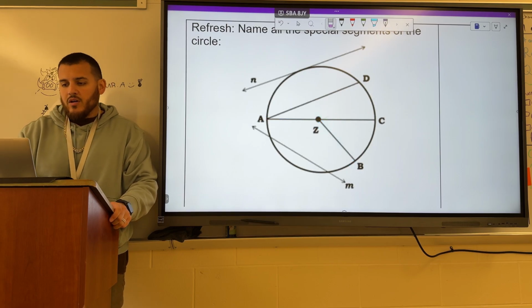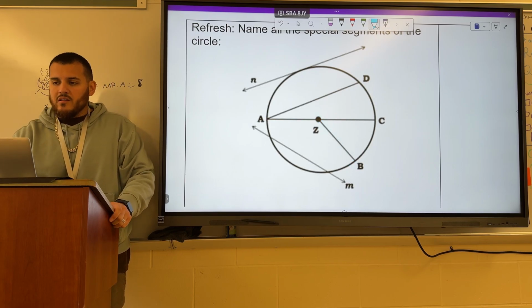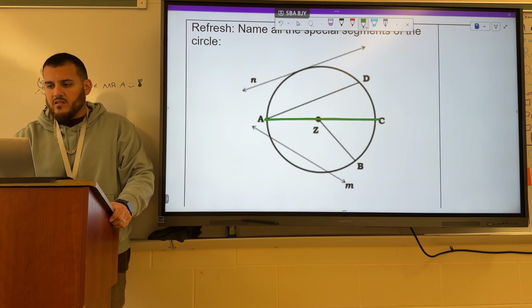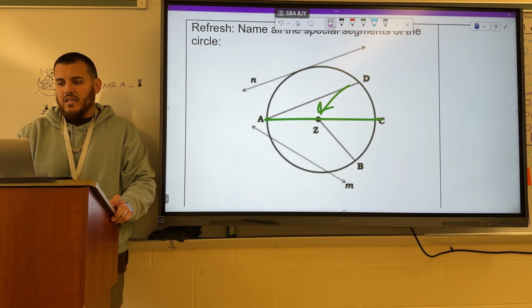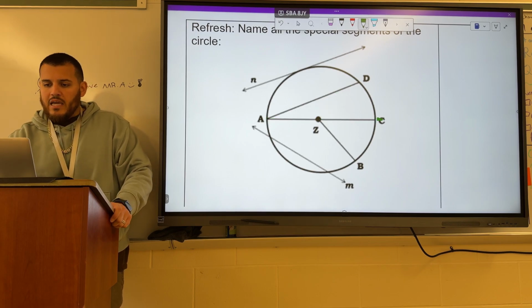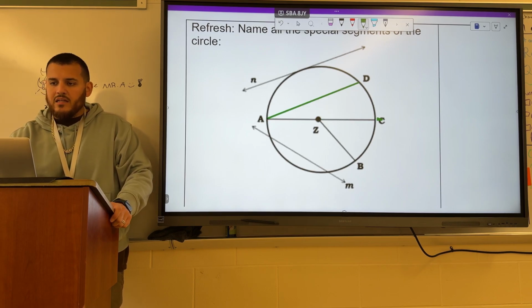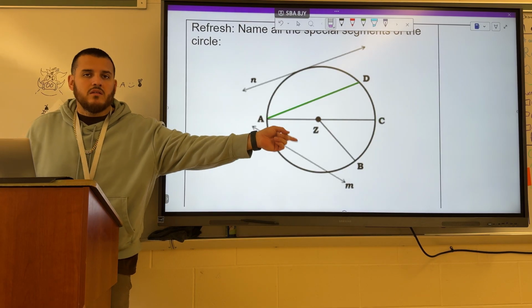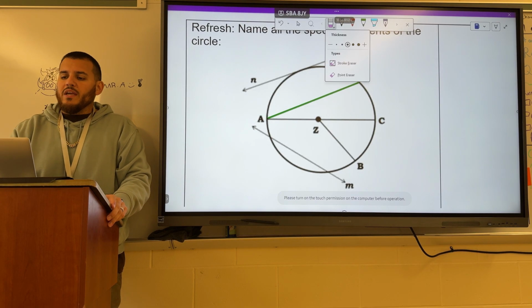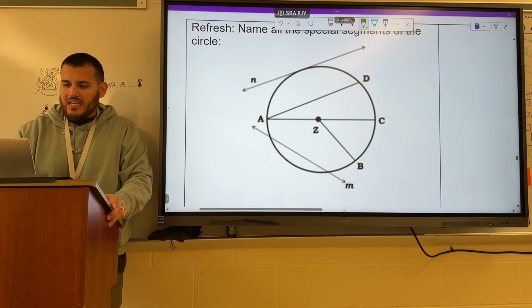We have a diameter, which is a segment that starts on the circle, ends on the circle, and goes through the center. So there's a diameter AC. We have a chord, AD here. That is like a diameter, but it doesn't go through the center of the circle. So it starts on the ring, ends on the ring. AD is a chord.